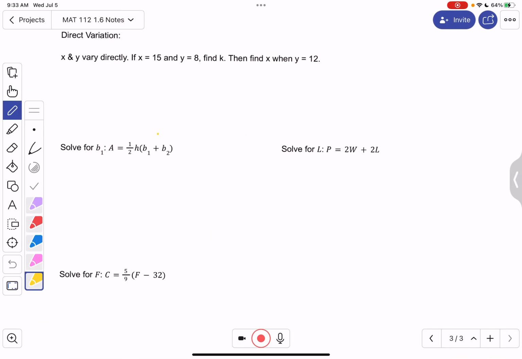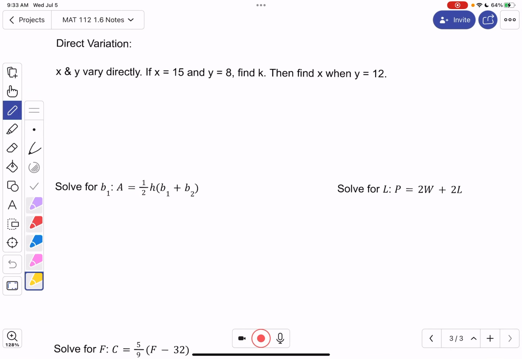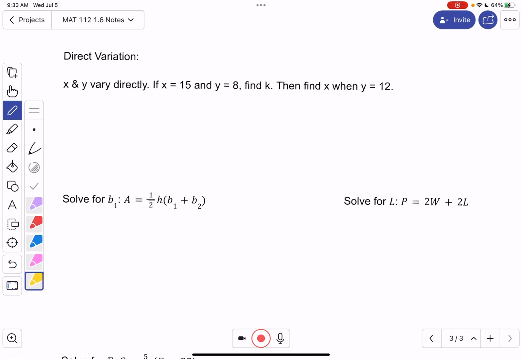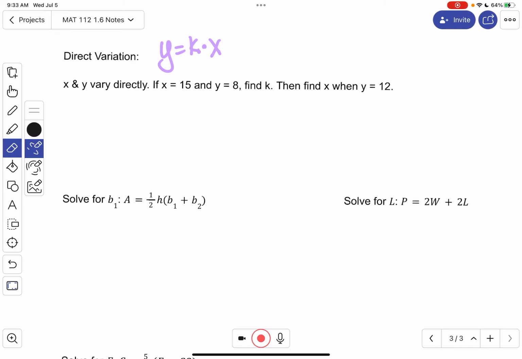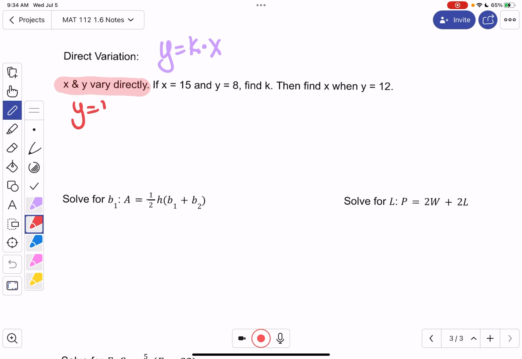All right, direct variation. So if you see something that says direct variation, it means they go right with each other based on one number. There's no adding, there's no subtracting, it's just y equals kx. So you can plug in x and y values to solve for k or find missing things. So here, x and y vary directly. So we know we're using that equation, y equals k times x.